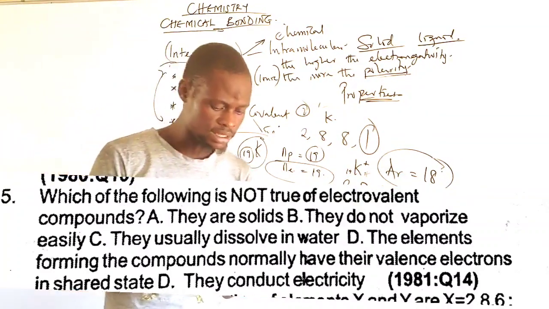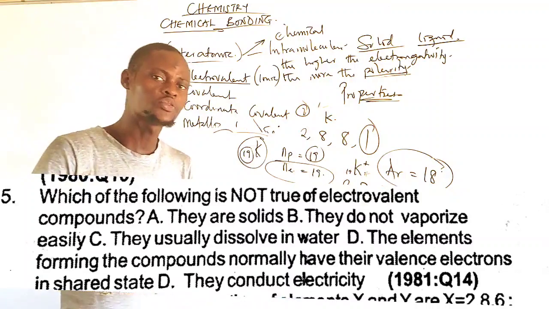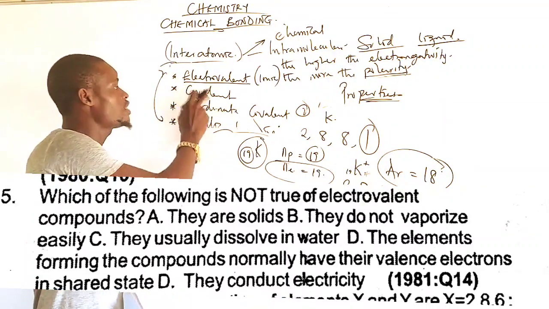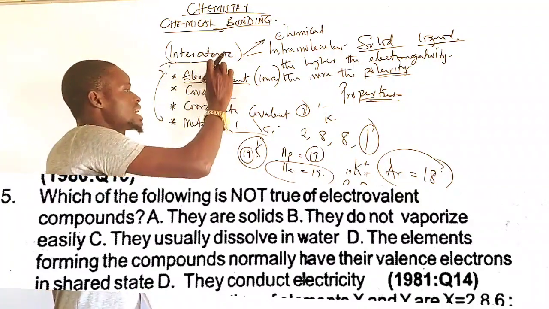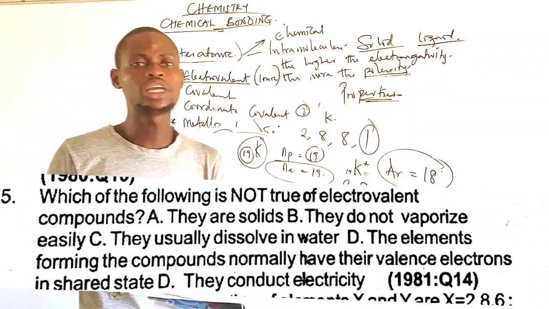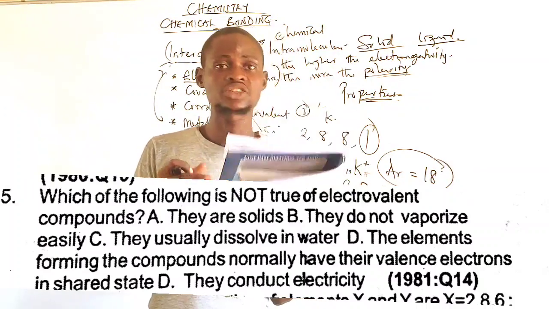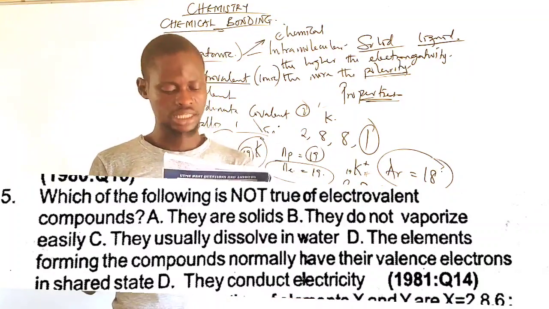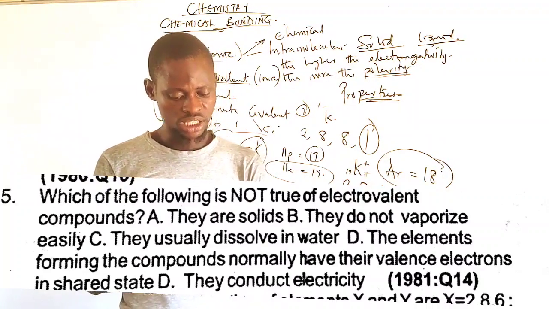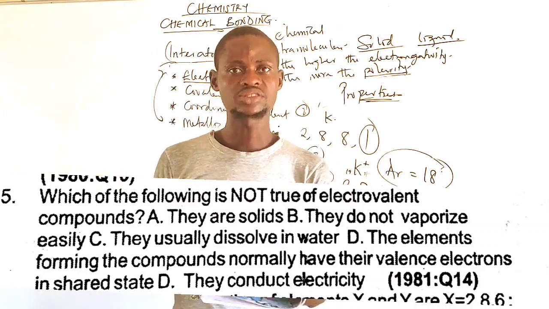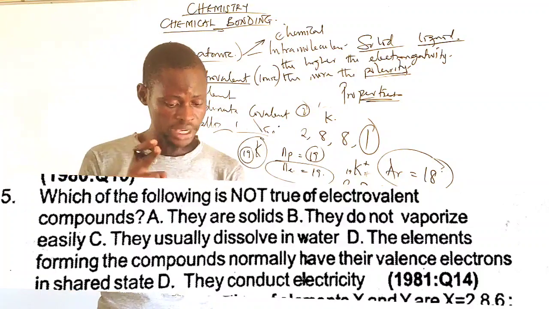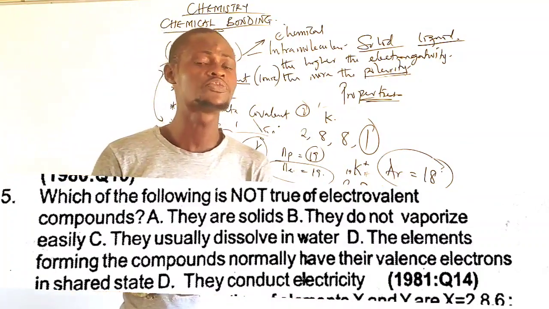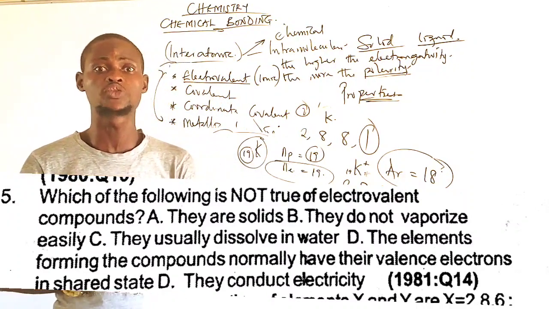No. This is what they mean by that. Sharing of valence electrons is only done by covalent substances, those having a covalent bond. But a substance that has an electrovalent bond, its valence electrons can only be transferred from one atom to another. Option D is right out. Option E, they conduct electricity, which is correct. Option B is also correct. They don't vaporize easily. They don't turn to vapor easily.